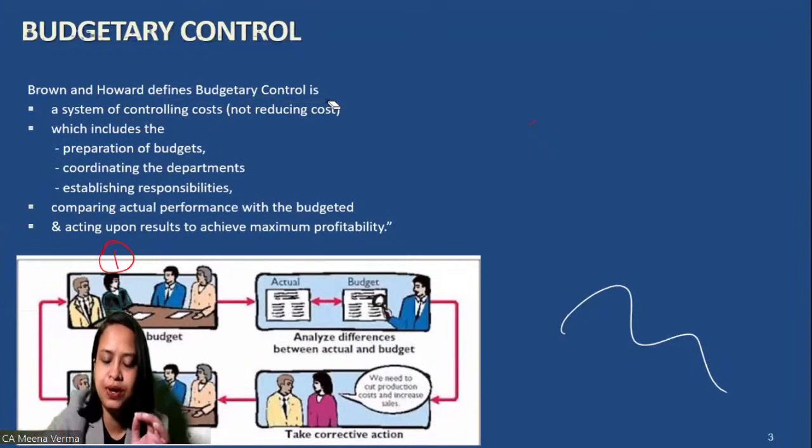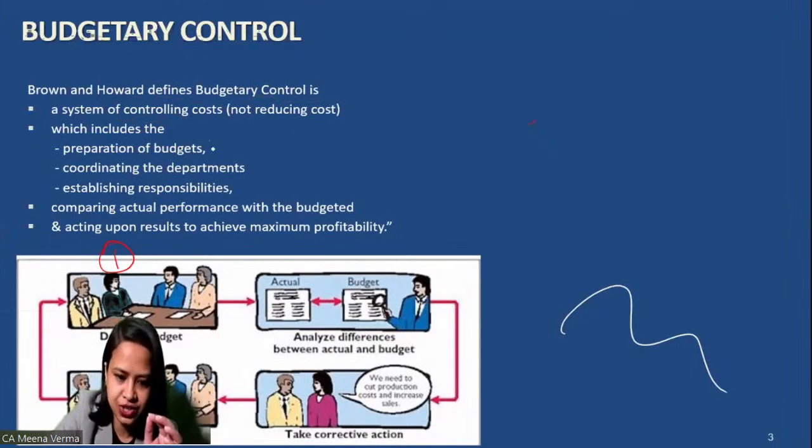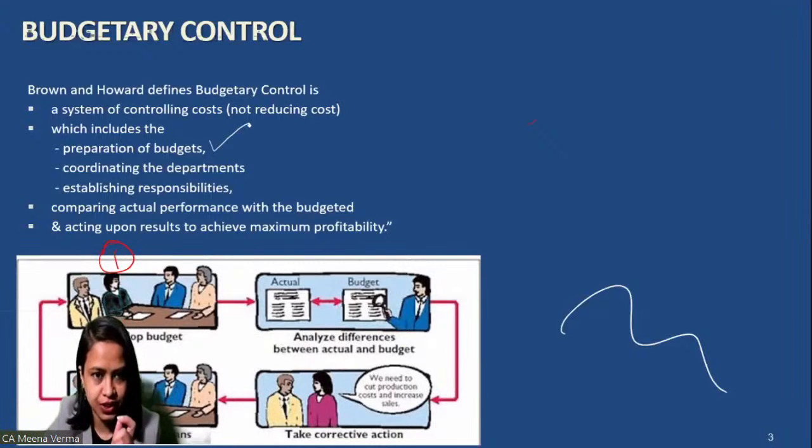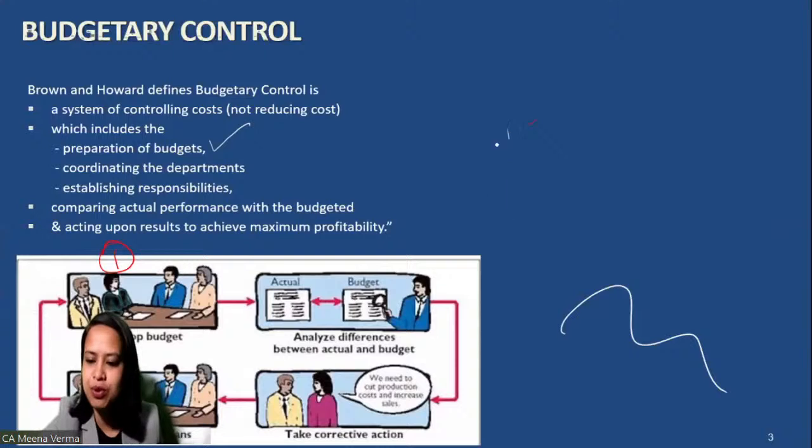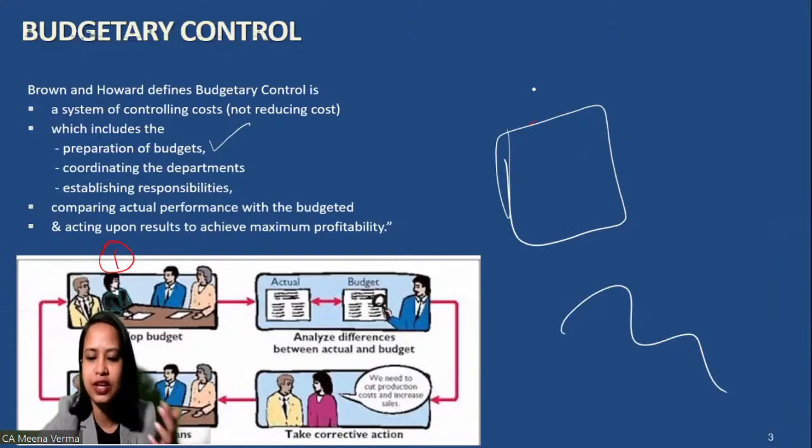So the first step is to prepare the budget. First we prepare the budget, then we coordinate the budget with the people and the departments we have in the organization. Then we assign the responsibility: this is your responsibility, this is your responsibility. So we assign responsibility to the people in the various departments of the organization. Then what happened? You have prepared a budget for the expenses and everything.